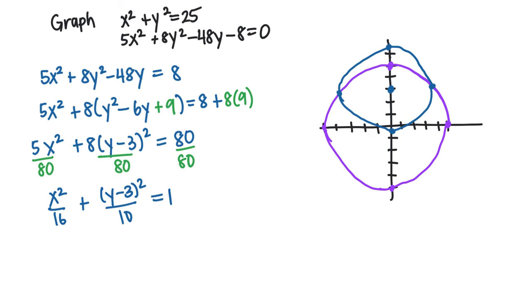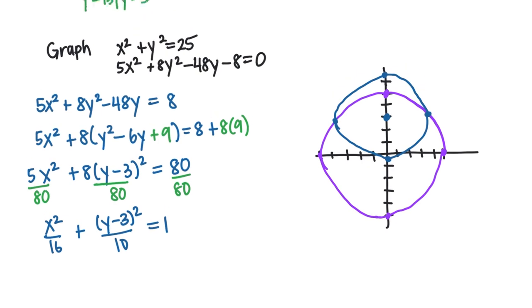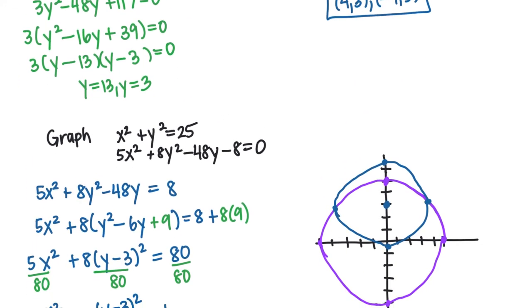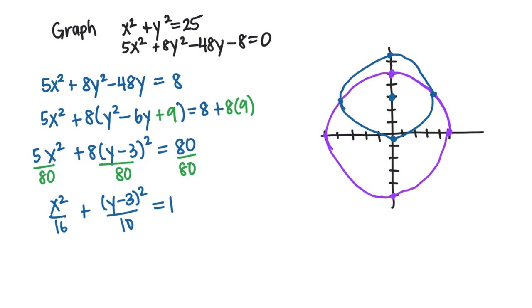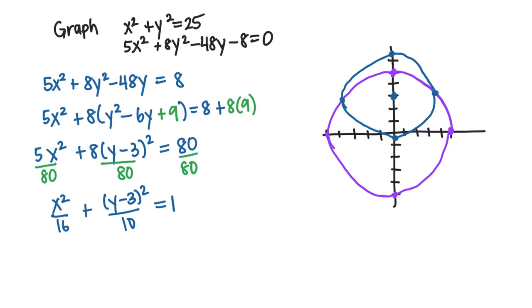Okay, now let me check above what my previous answers were. So I had (4, 3) and (-4, 3). So it does seem reasonable that this is (4, 3), and it's also reasonable that this would be (-4, 3). And it does make sense that the y equals 13 got discarded because that's too big, too high to be included on either of these graphs.